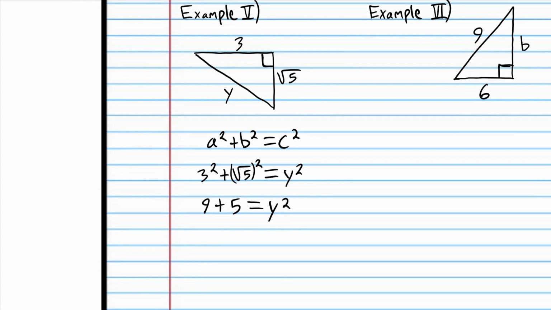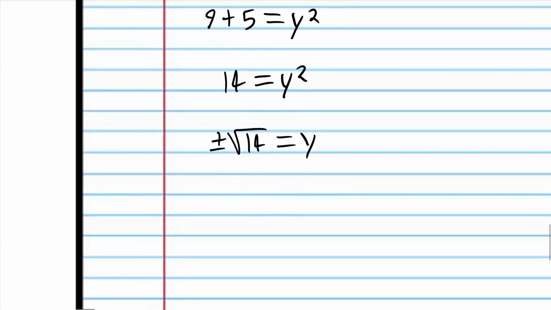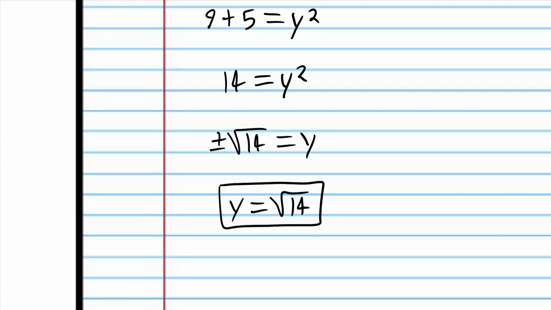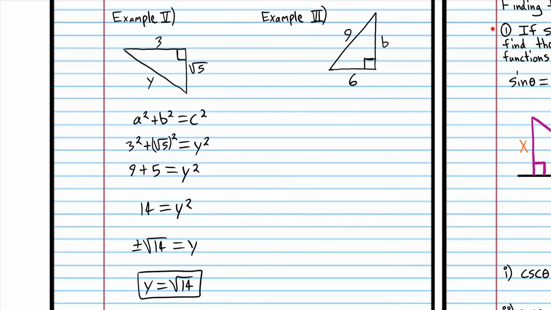Nine plus 5 is 14. And if we square root both sides, we get plus or minus root 14. I'm not going to show the square rooting both sides. And again, if we assume that this is a real-world triangle, then our answer is going to be positive root 14. So if you got that answer, good. Go ahead and try example 6, and when you come back, we'll do it together.